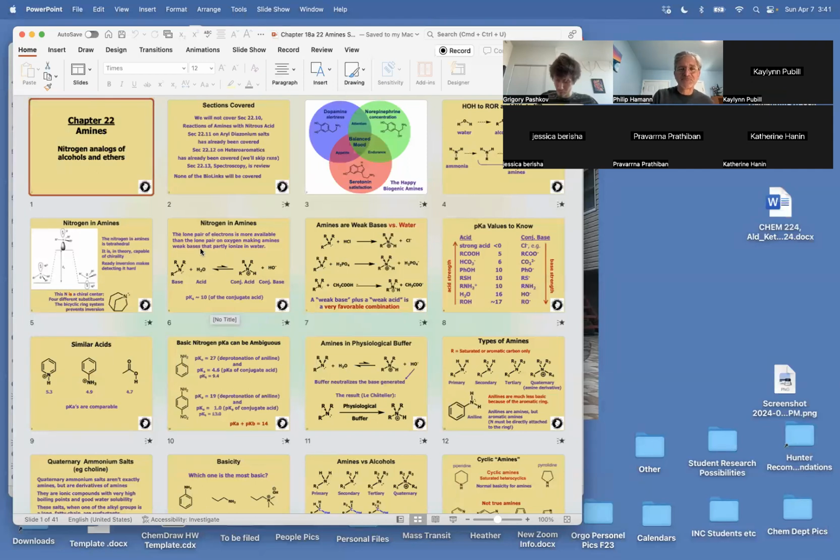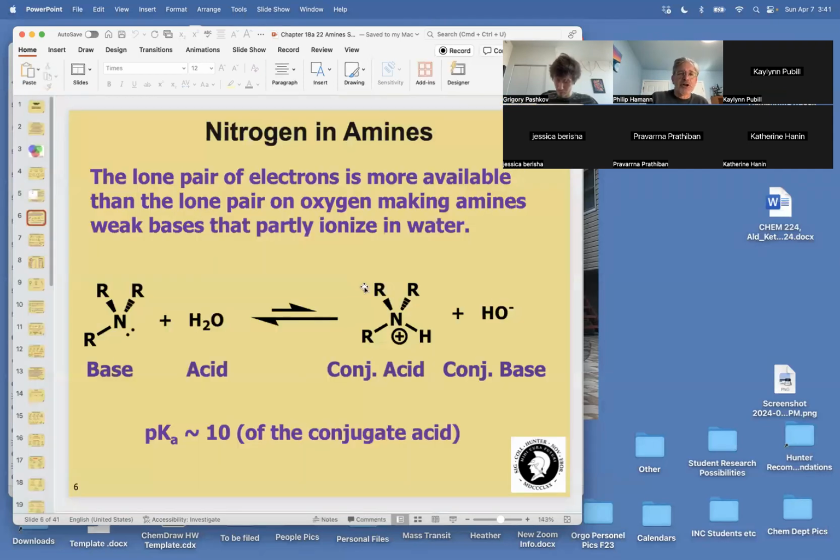Sound good? Yes. So the first thing you know about amines is they're a lot like ammonia. They're weak bases in water.